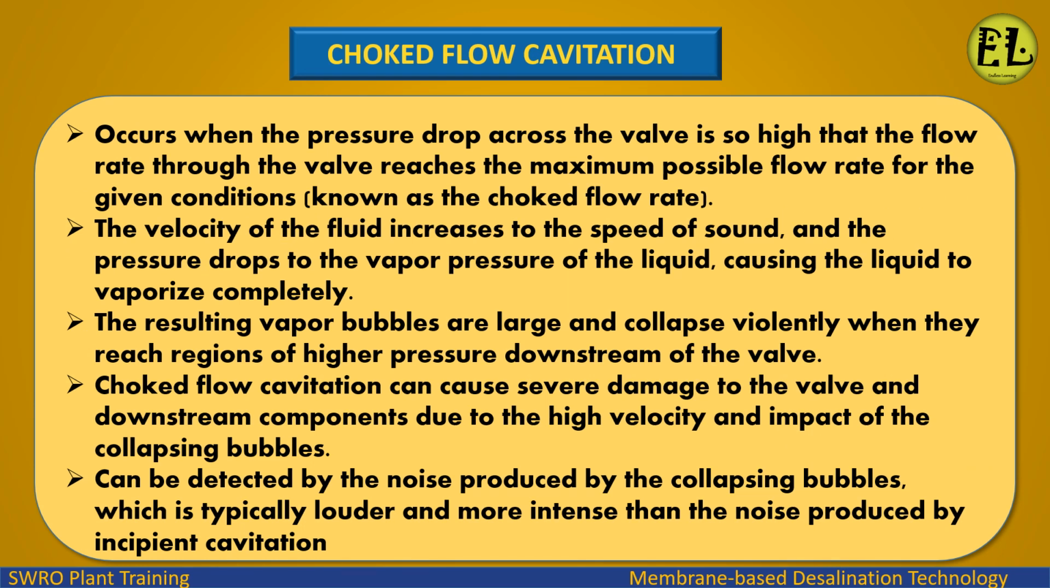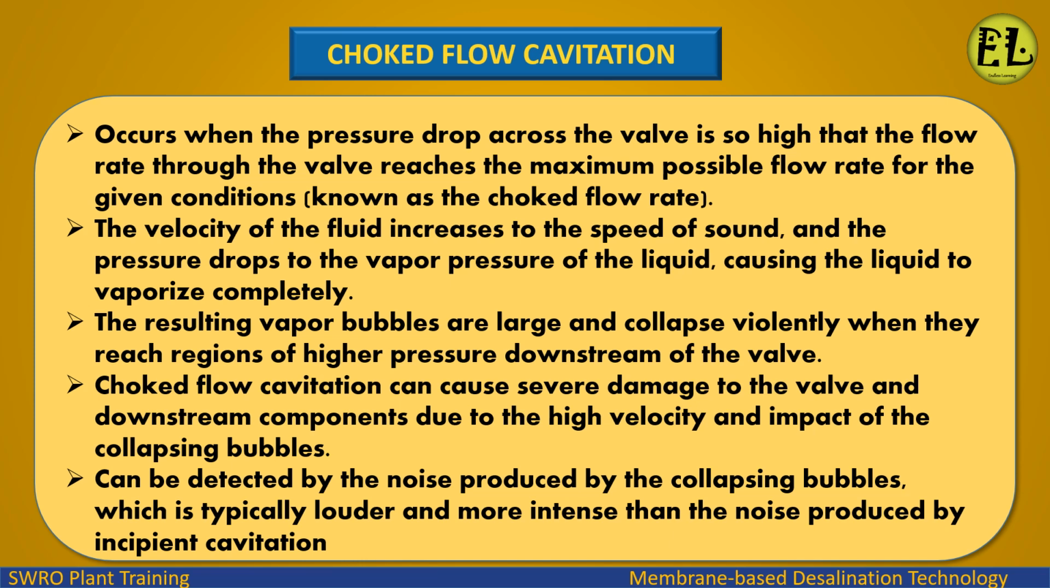Choked flow cavitation occurs when the pressure drop across the valve is so high that the flow rate through the valve reaches the maximum possible flow rate for the given conditions, known as the choked flow rate. The velocity of the fluid increases to the speed of sound, and the pressure drops to the vapor pressure of the liquid, causing the liquid to vaporize completely.